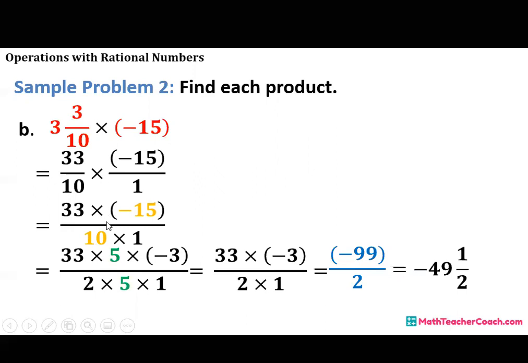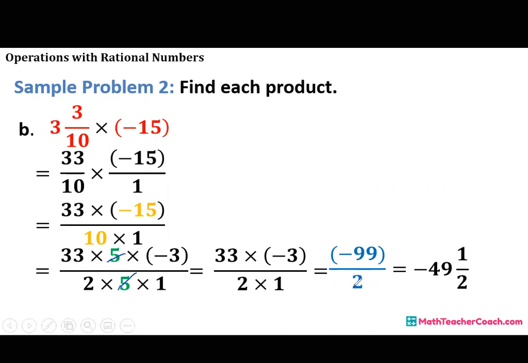Which one can we change? I can change negative 15 to make it 5 times negative 3. And down 10, I can expand it to be 2 times 5. And already we have 1. Now, which one can we cancel together? So I can cancel 5 with 5, right? What else? I don't have anything more. Then it will be 33 times negative 3. It will be negative 99 divided by 2.